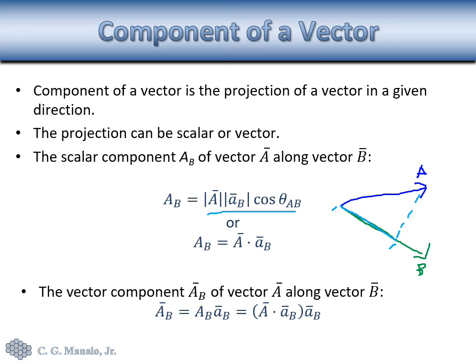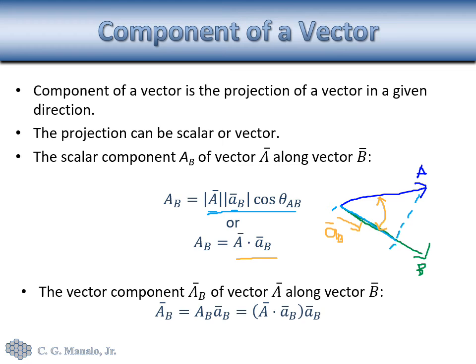So it's simply the magnitude of vector A times the magnitude of the unit vector that has the same direction as vector B. So this is the unit vector that has the same direction as vector B times the cosine of the angle between the vector A and that unit vector, or the angle between the vector A and vector B. Or simply that would be the dot product of A and the unit vector A sub B.